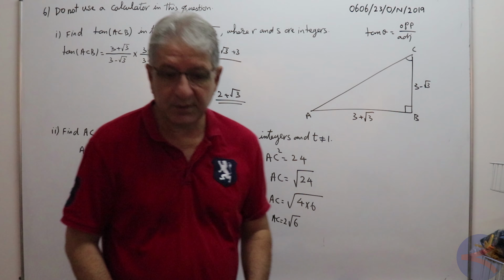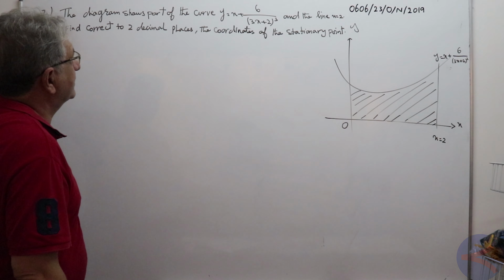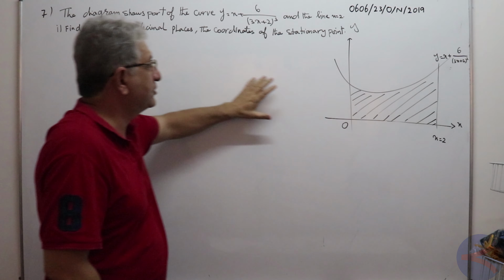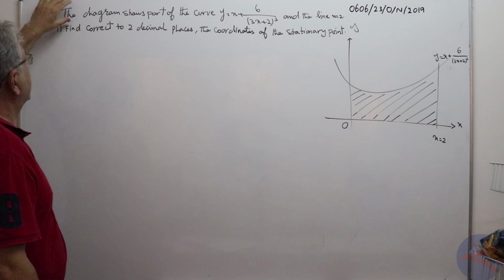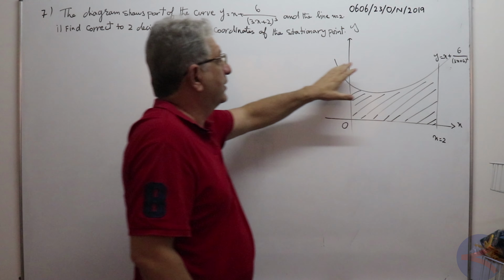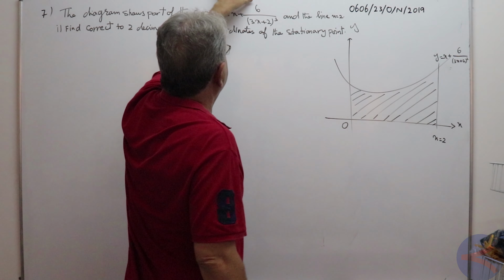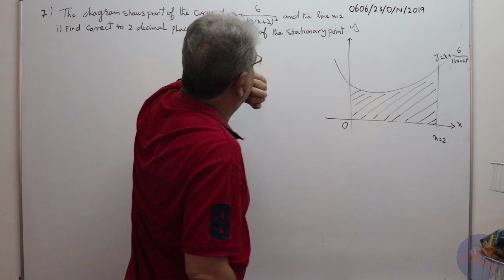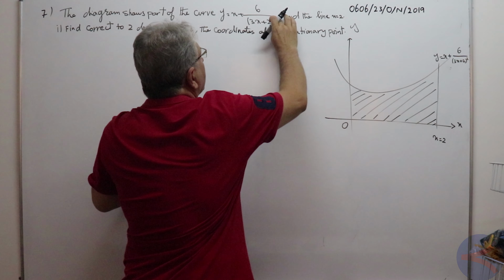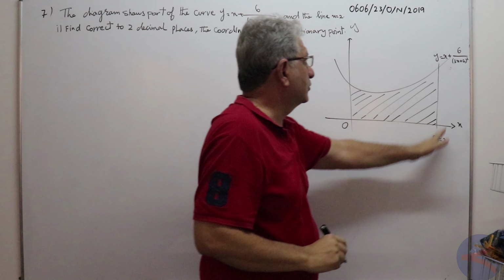This is question number 6. Now we are doing question number 7. Question number 7 is actually on integration and differentiation. The first part says that this is part of the diagram of the curve y equals x plus 6 over (3x plus 2) squared, both sides is square. And this is the line x equals 2.